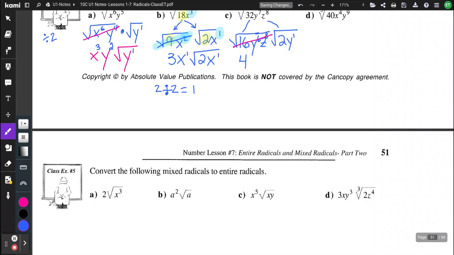Okay, so we have 4, the square root, on our y's. We take half of 6, which gives me 3. For z, half of 8 gives me 4. And my leftovers stay under the root sign.